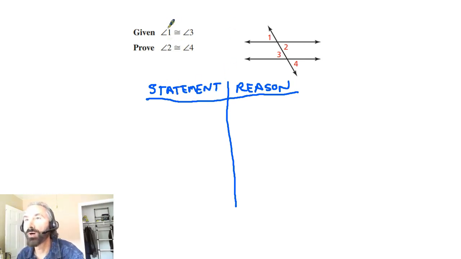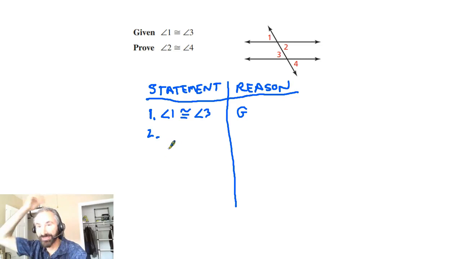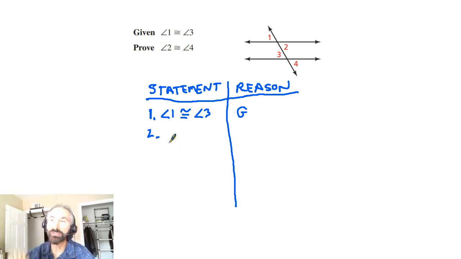So we're given that angle 1 is congruent to angle 3 in this diagram, and we would need to prove that angle 2 is congruent to angle 4. So let's see, where do we start? A lot of times that's the most tricky thing for most people. Of course, one easy thing to do is just write what's given, so I'm going to. Angle 1 is congruent to angle 3, that's given. Big old G.